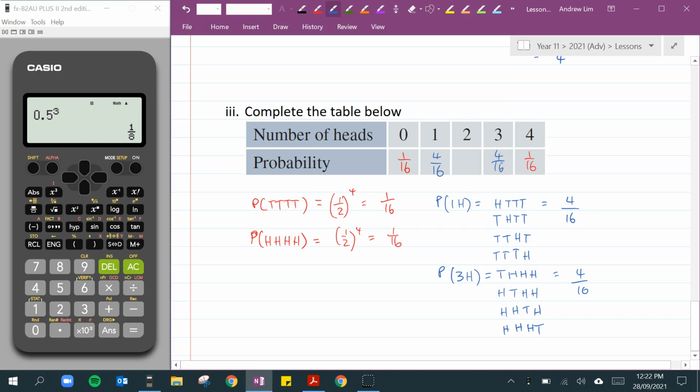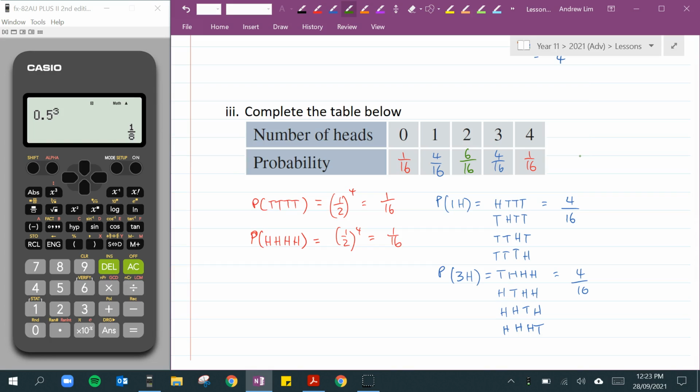Well, there's only 1 cell left for us to complete. We can add these probabilities together and just do 1 minus that. So 5 plus 5, that's 10. So that's 6 remaining out of 16, which must be 2 heads. And so hopefully you can notice the symmetry here. We've got 1, 4, 6, 4, 1 all over 16 for these simple independent events.